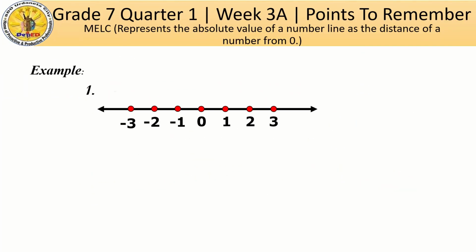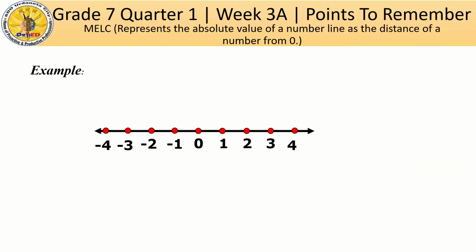Another example. Absolute value of 2. So what would be the distance of 2 from 0? How many units? 2 units. Another example. How about the absolute value of negative 4? We have there negative 4. What would be the distance of negative 4 from 0? It is equal to 4 units.